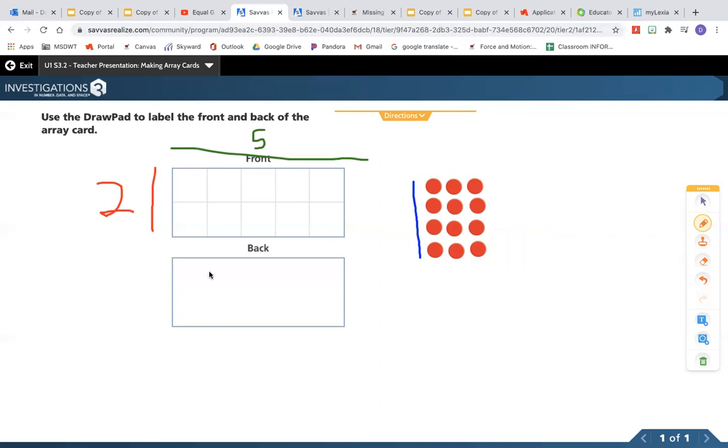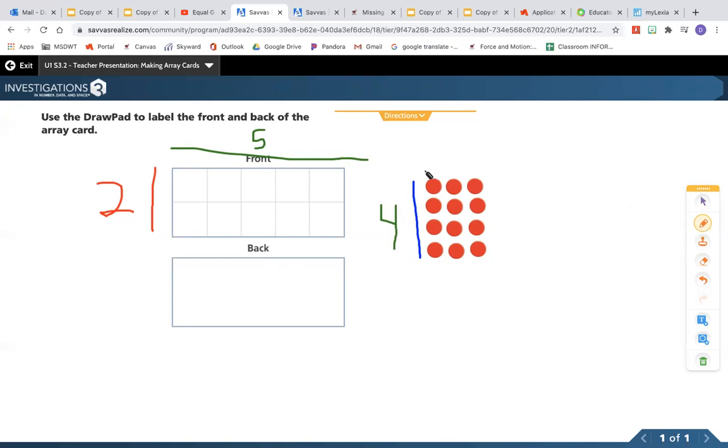Just send it to me one time, please. How many rows do I have? Remember, rows go across. Perfect. Guys, I just said send it to me once. Kwaku, that means you, bud. You've sent it to me like 12 times. I only need you to send it to me one time. 4. Perfect. 4 rows.